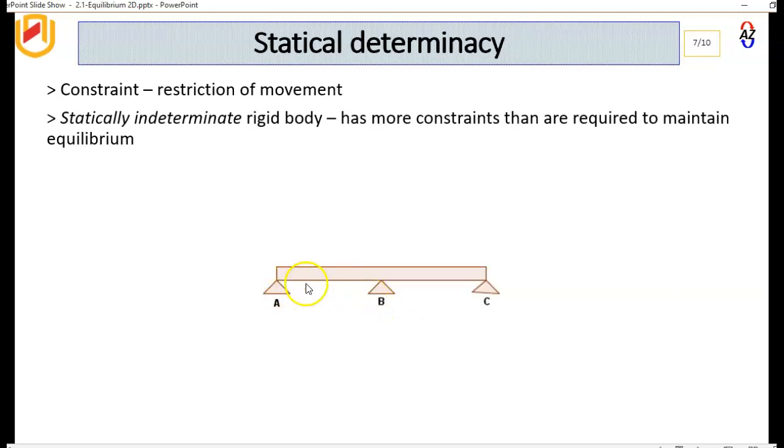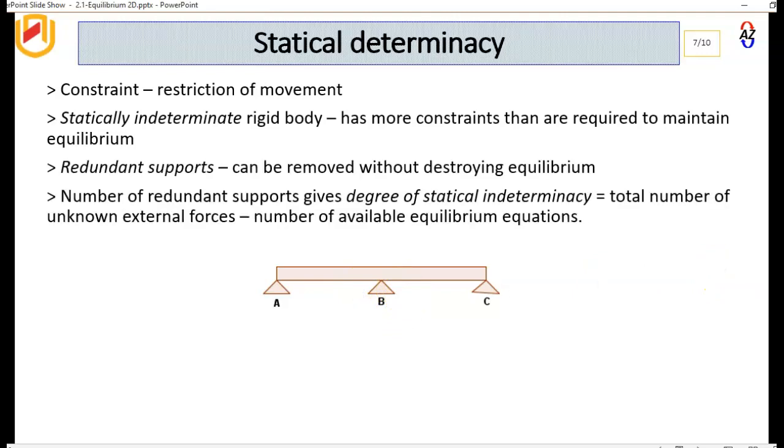For example, we have this beam here. If we have support A and support C, we do not need B for us to get equilibrium in this case. So B is what is called a redundant constraint. It can be removed and it will not have any effect on equilibrium. So the number of redundant supports gives what is called the degree of statical indeterminacy.